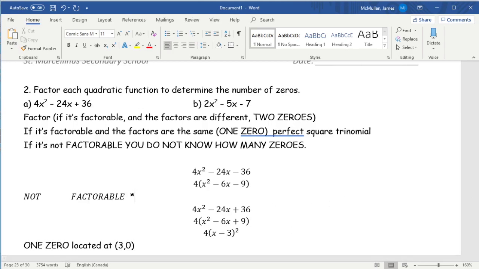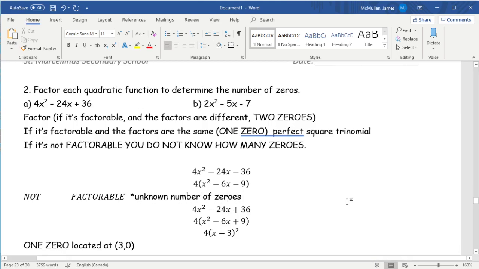Let's just write here: unknown number of zeros. If the question was written like this with plus 36, then we can see that there is 1 zero. It's located at 3, 0, and this is where the vertex is.